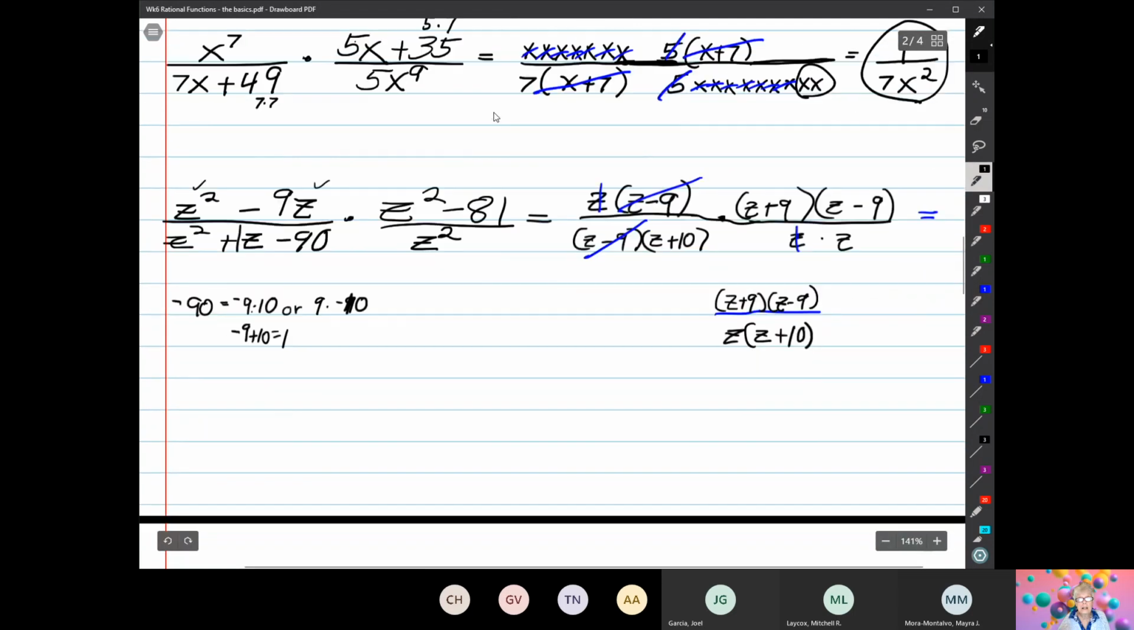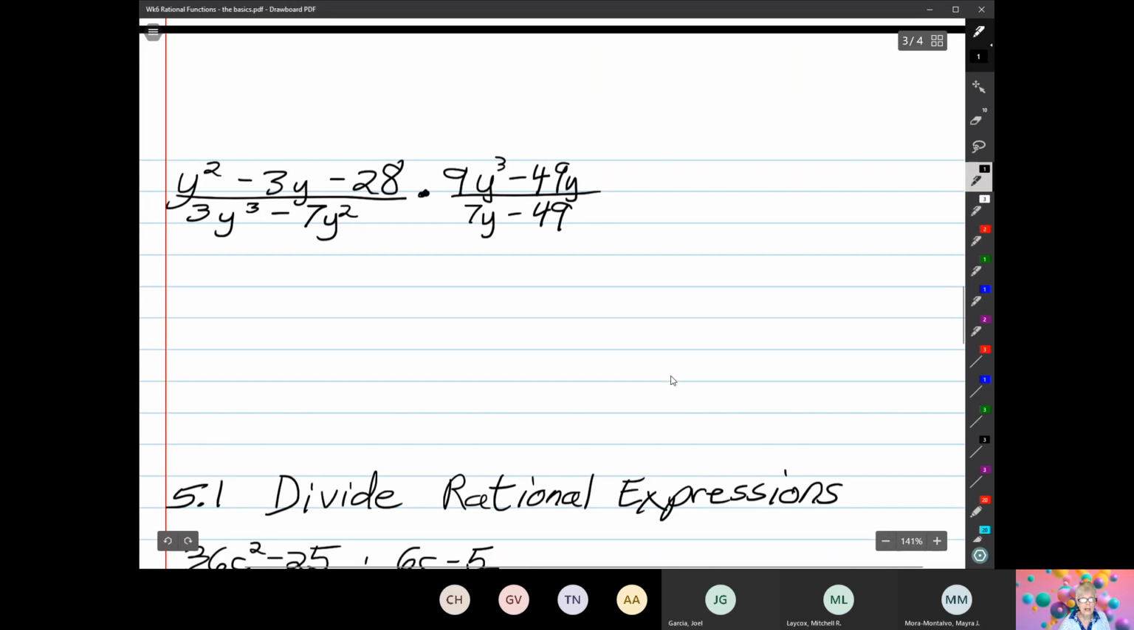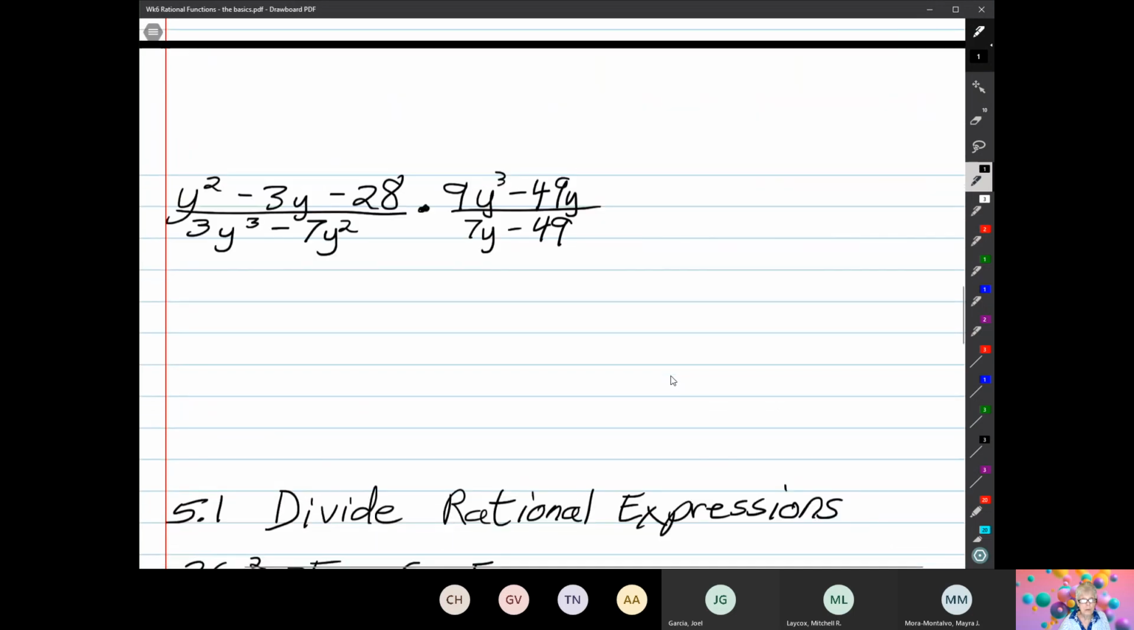There's one more multiplication problem. And then we start dividing. Okay, so you take them one at a time.